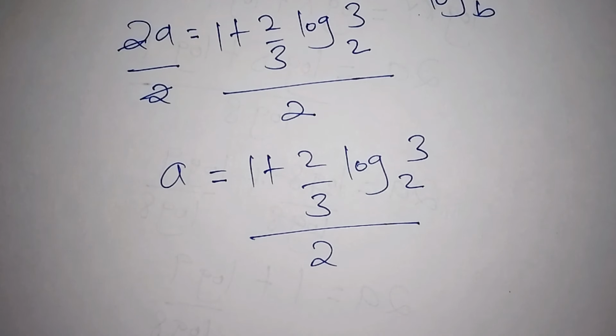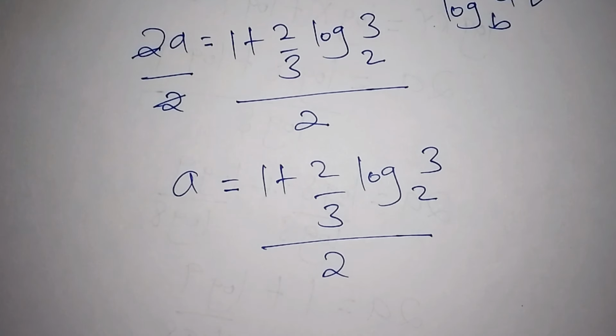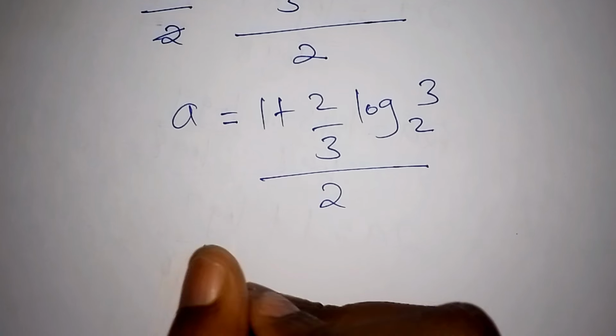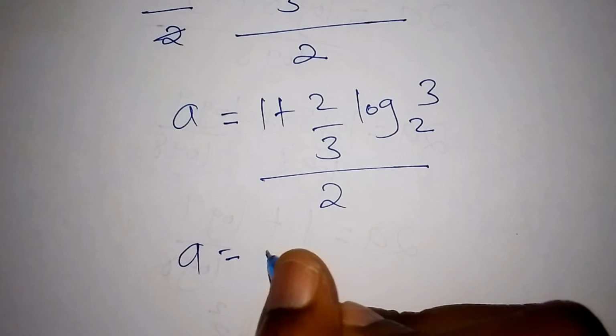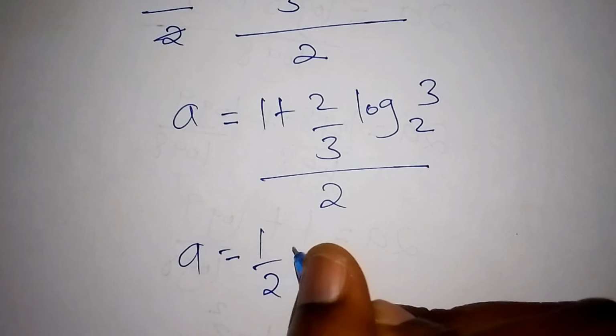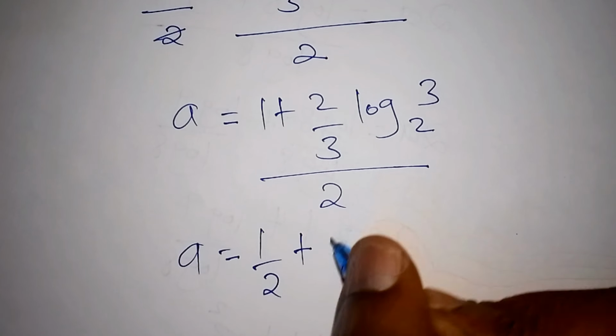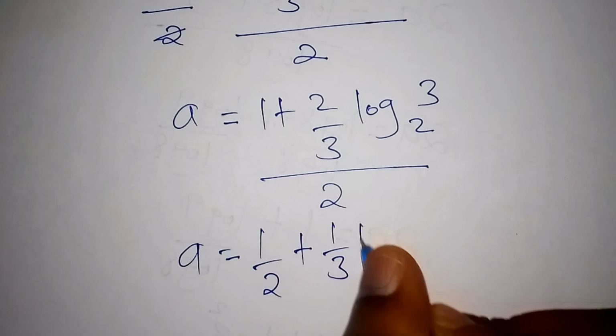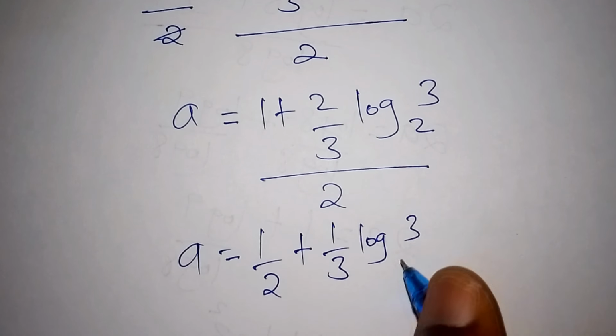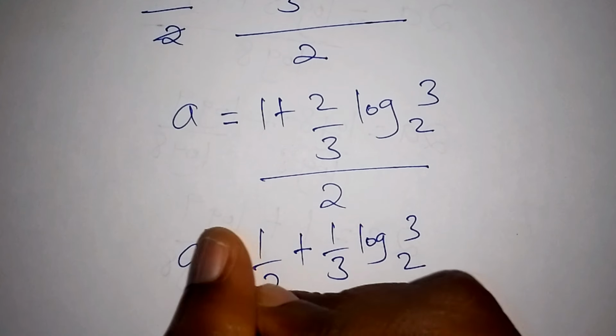Next, our final answer for a is equal to, dividing by 2, 1 over 2 plus 1 over 3, the log of 3 to the base of 2. Now this is the final answer for a.